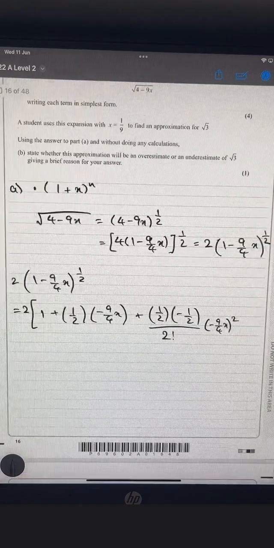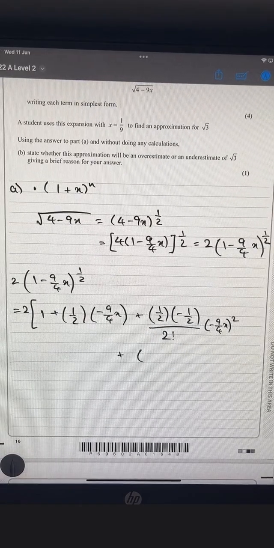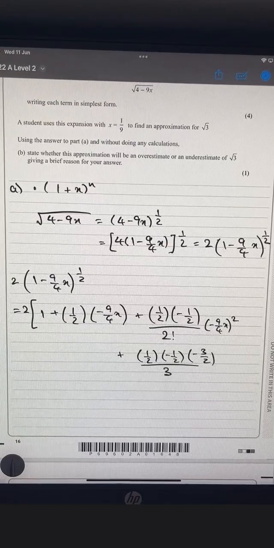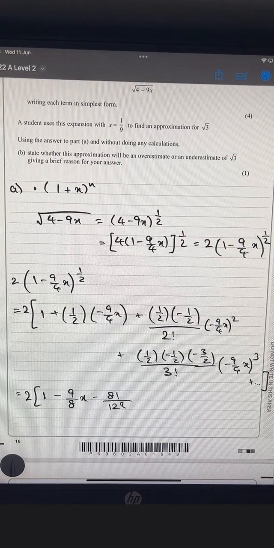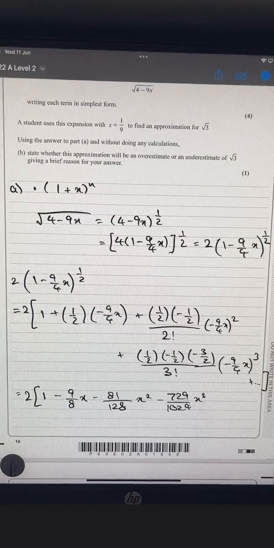All right, then I need 4 terms, right? So my next one would be plus a half, minus a half, and then I take away 1 again, minus 3 over 2, and this is over 3 factorial. And then the power would be minus 9 over 4x whole cubed, plus dot dot dot. So now if I just evaluate these in my calculator, I have 1 minus 9 over 8x. It's important you don't mess up the signs. So then you have minus 81 over 128x squared minus 729 over 1024x cubed minus and so on, because remember, it is an infinite thing.